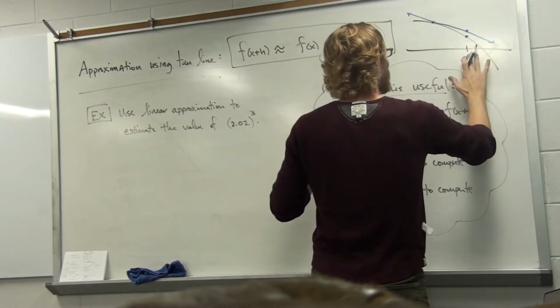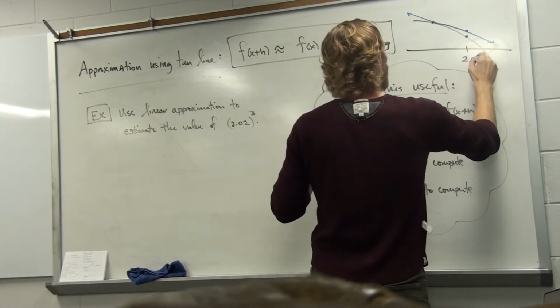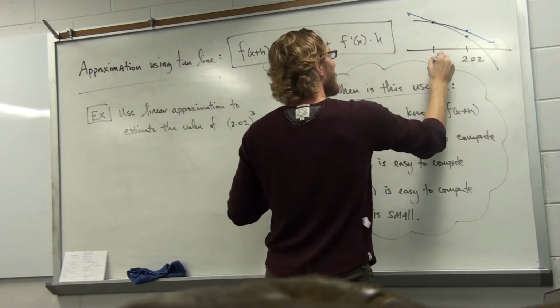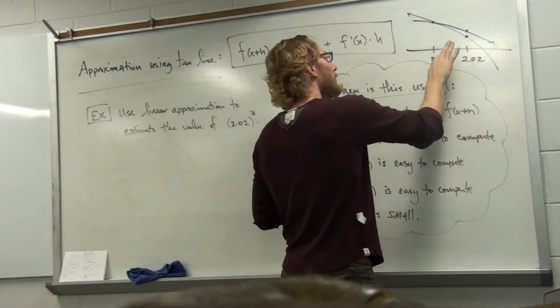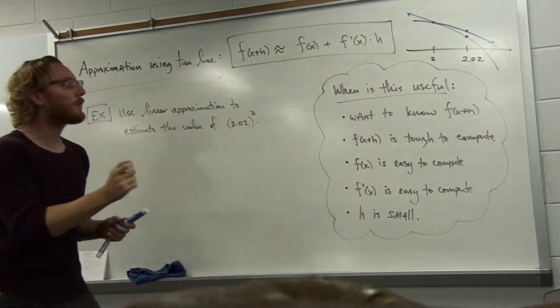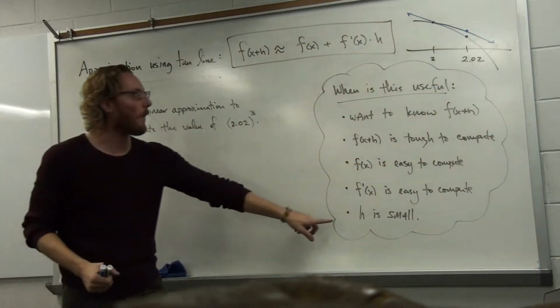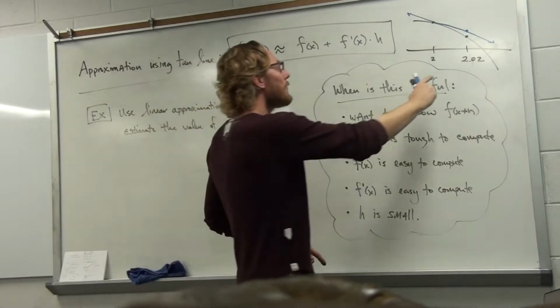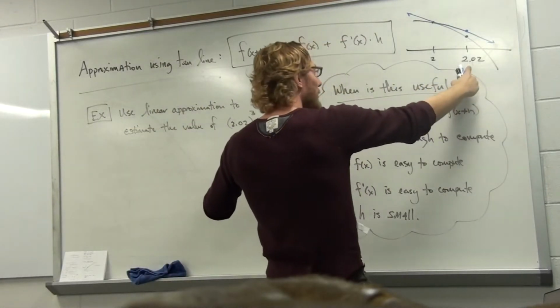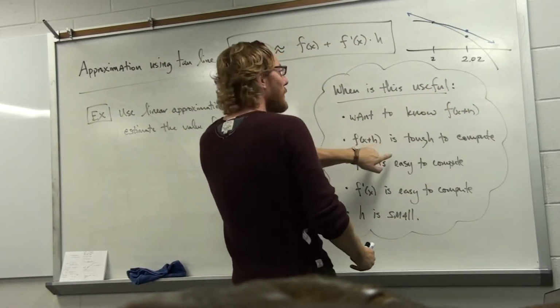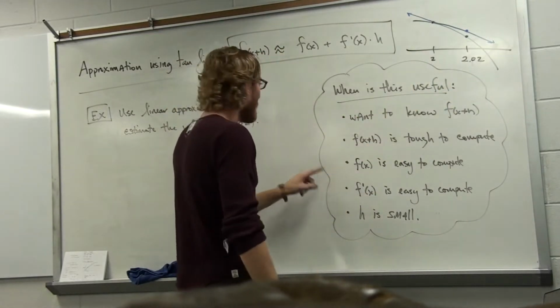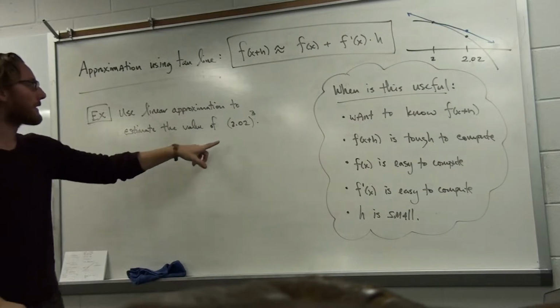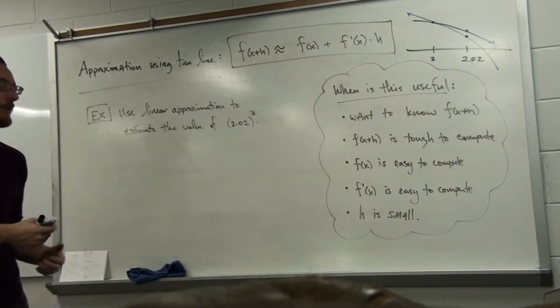here is 2.02, and here is 2.0, or just 2, frankly. 2 and 2.02 are really close to each other. Our h is small. It's going to be real difficult to cube 2.02, so the thing that we want to know is difficult to compute. But the thing that's nearby is easy to compute, and frankly it's going to be easy to compute the derivative of this thing because this is just something cubed.